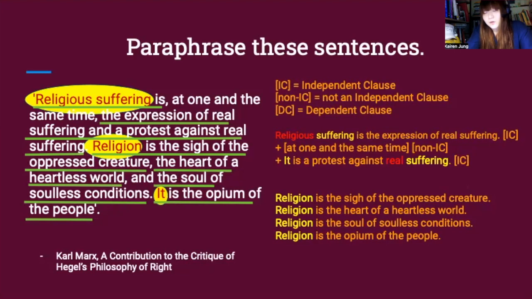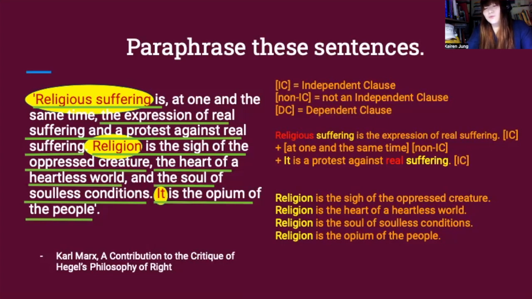As they stand, these phrases would be sentence fragments, but they can be reworded into independent clauses as seen to the right. Religious suffering is the expression of real suffering, and it is a protest against real suffering. Here, the real suffering is also something that must be distinguished from religious suffering within the philosophy of Marx.